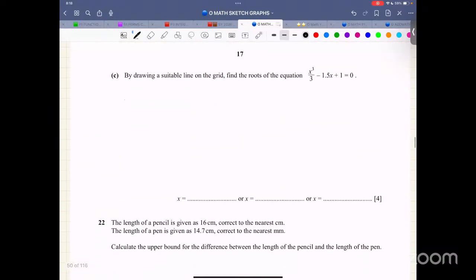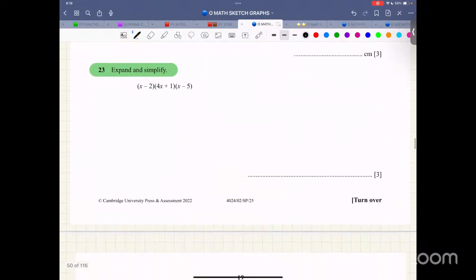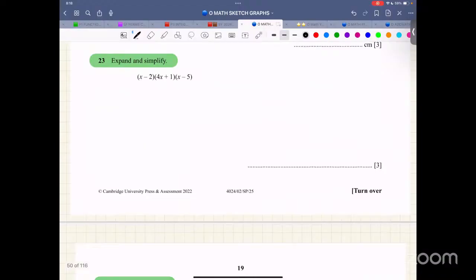Yes, let's look at this. We are focusing on this. One of the new things in the syllabus is expand and simplify. So now it's your choice how to multiply it out. I'll just keep the first bracket intact and then multiply the other two. 4x into x, that is 4x squared. 4x into -5, -20x. 1 into x is x, and this is -5.